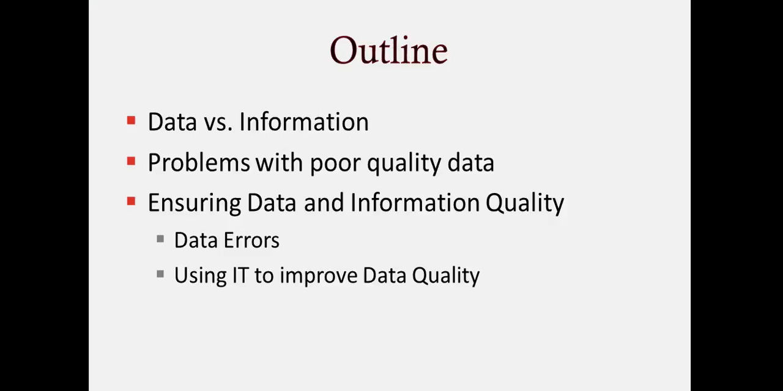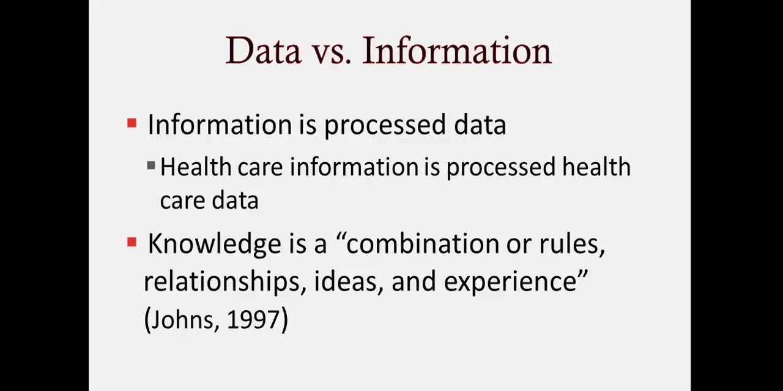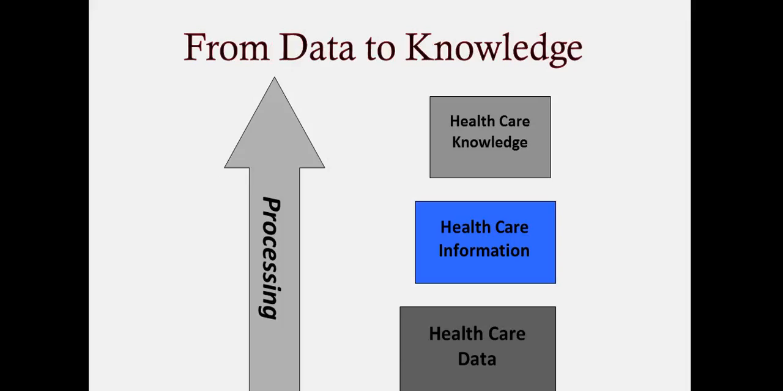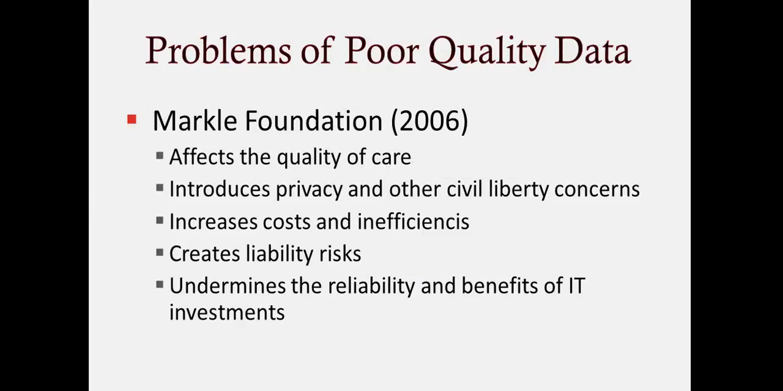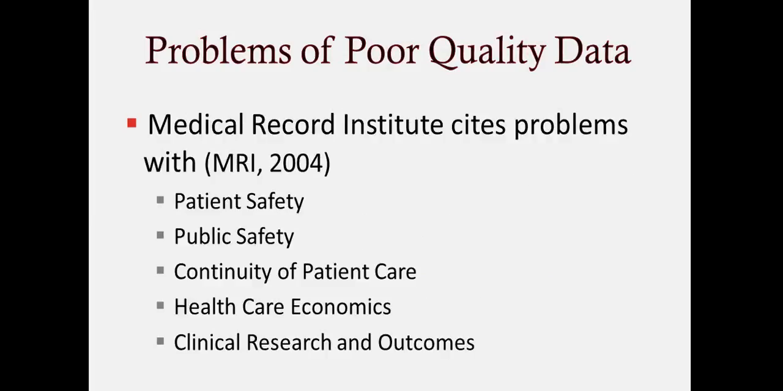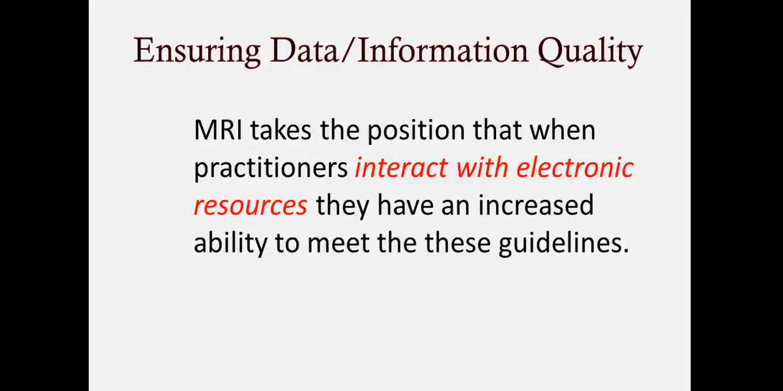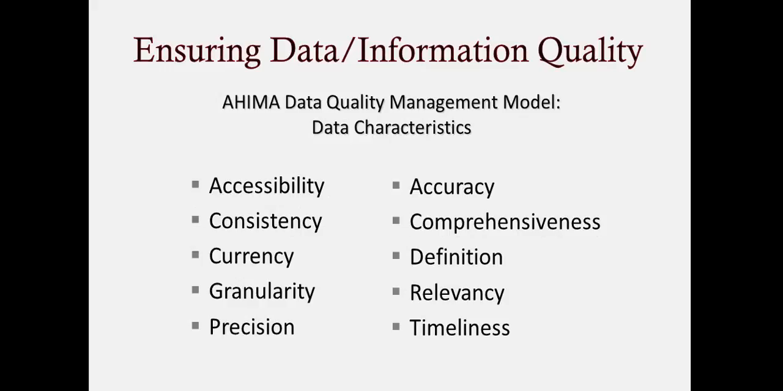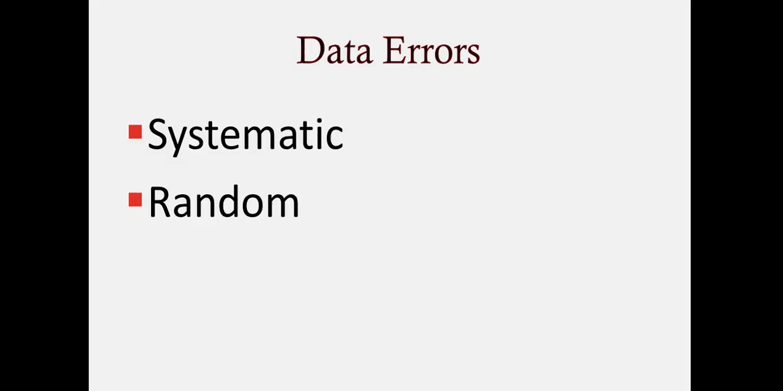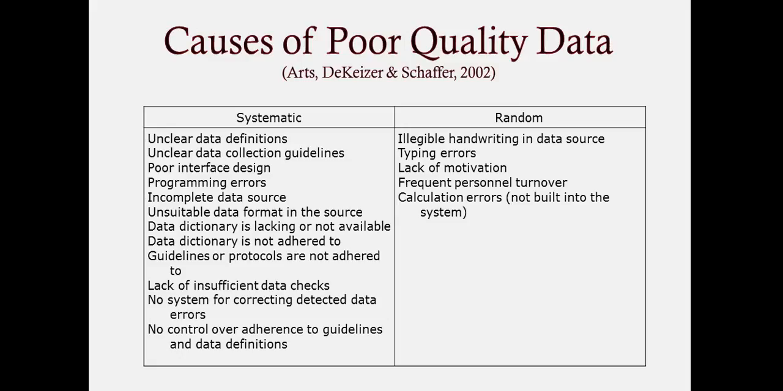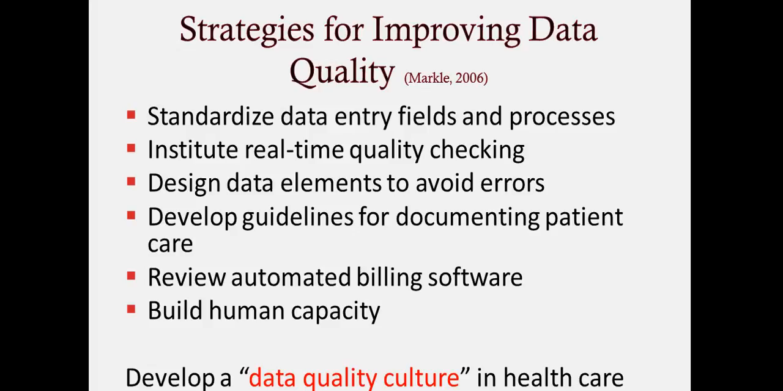So when we talk about data or information quality, information is processed data, and healthcare information is processed healthcare data. This shows you how we can convert data into useful information and knowledge. It talks about problems with poor data quality. How do you ensure good quality data? What are the things one has to look for in ensuring data quality or information quality? What are the types of data errors, and the causes of poor quality data, like I was talking to you about? Then strategies for improving the quality of data.